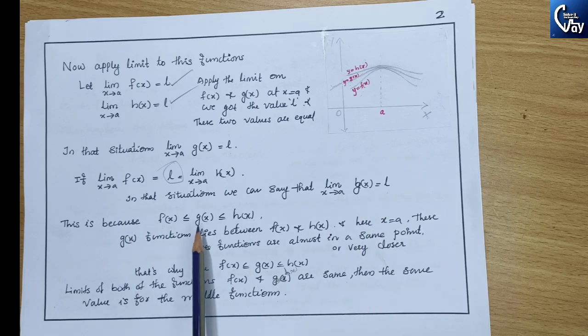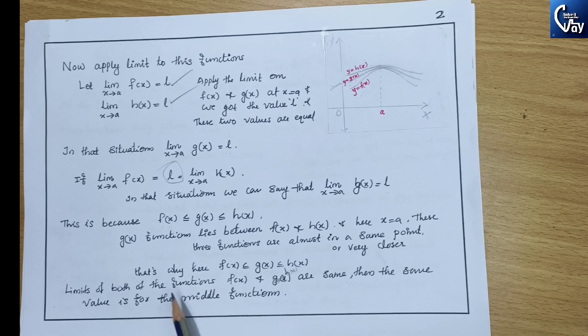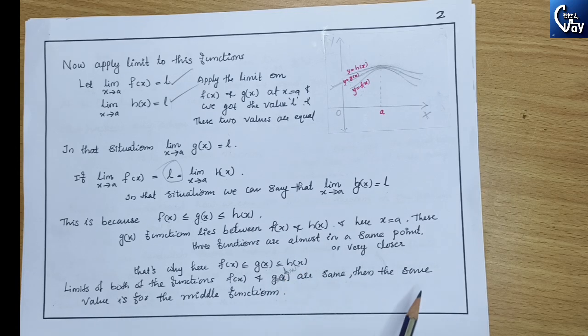This is because f(x) ≤ g(x) ≤ h(x). The g(x) function lies between f(x) and h(x). Here x = a. These three functions are almost at the same point or closer. That's why we write it as f(x) ≤ g(x) ≤ h(x). The limits of both functions f(x) and h(x) are the same. Then the same value holds for the middle function.